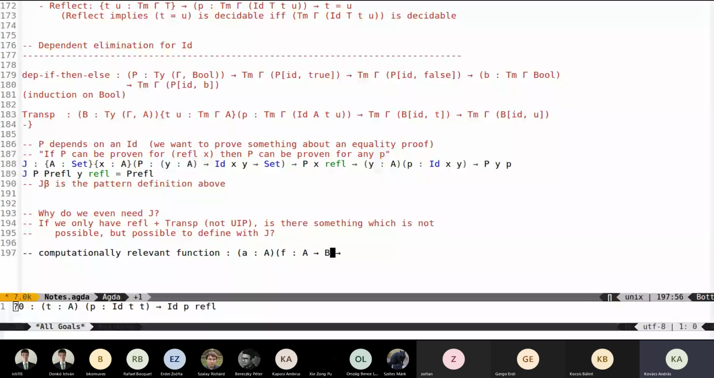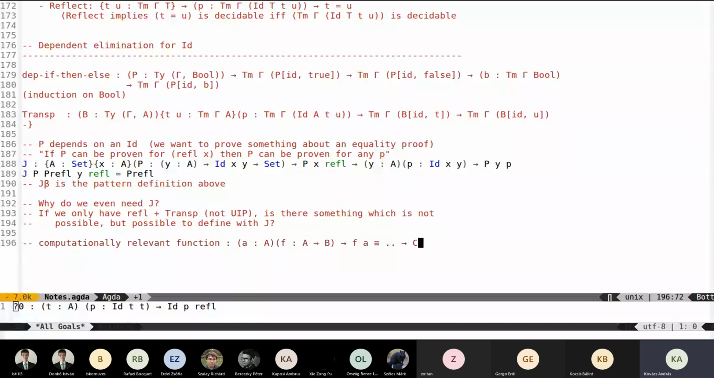basically if we have any function such as A to A, and then maybe I have a function from A to B, and I want to have some condition like f of A is equal to something, and then I get some results. So any kind of computationally relevant thing which depends on equality proofs, if we want to prove things about those functions, then we have to use J. But there are pretty simple examples, and the simple example is when we want to prove something about the behavior of transport itself.